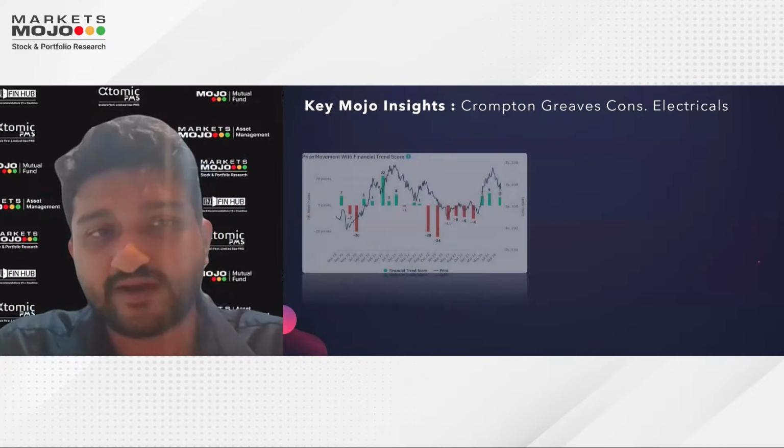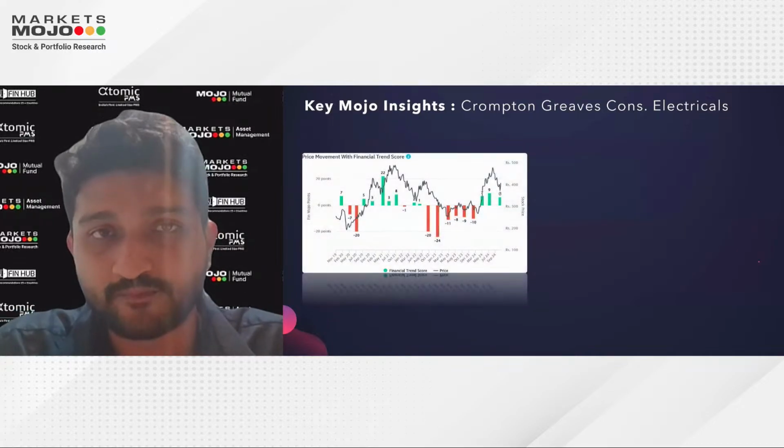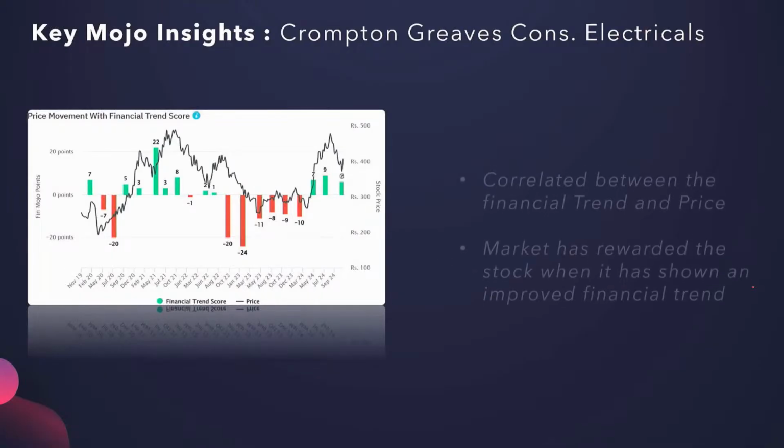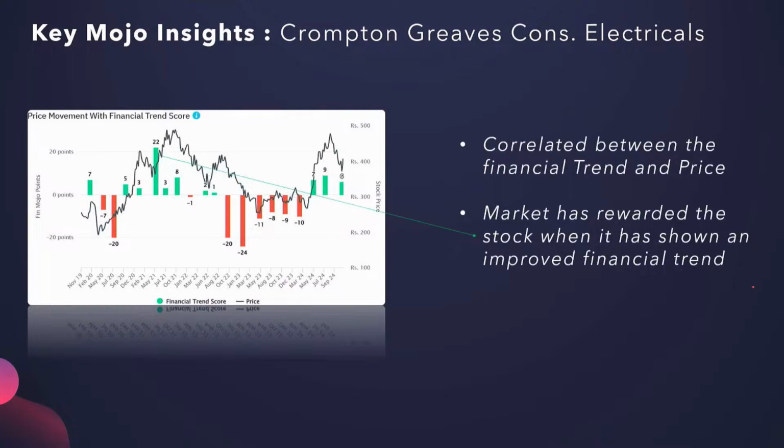When I looked at the financial trend of Crompton and the price movement of this company, there is some correlation between the financial trend and price. If you see the price marked on the black line over here, and you look at the financial trend, which are these bars, how the company has performed: whenever the company has performed well in this particular period, the price has seen an improvement. When it has not done well, it has moved downwards. And finally, when it has done well, it has moved up again. This is ideally because of the recent market correction which has happened over here.